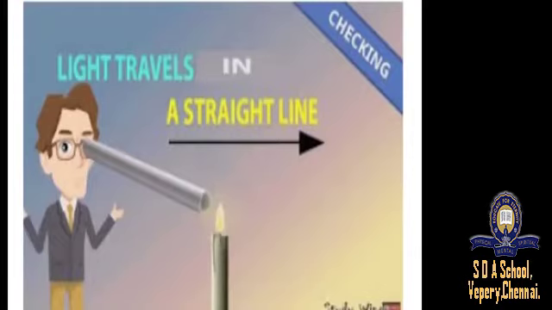Now let us learn how light travels. We already know that light does not require a medium to travel, whereas sound needs a medium. So light travels from the sun and reaches the earth.